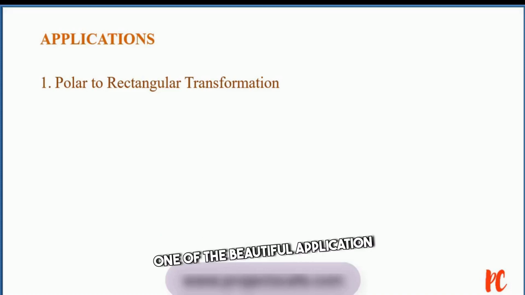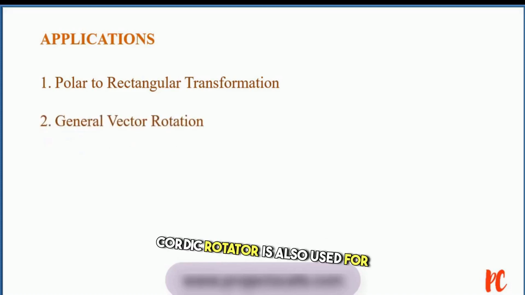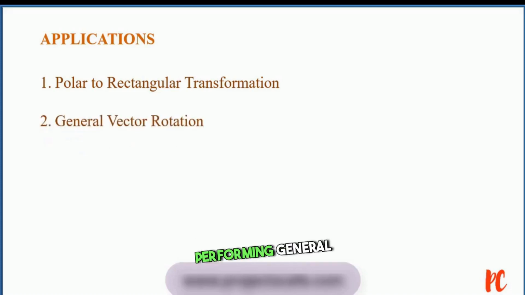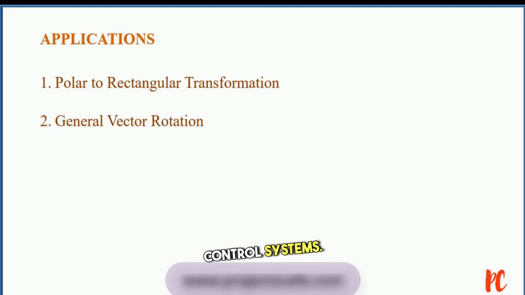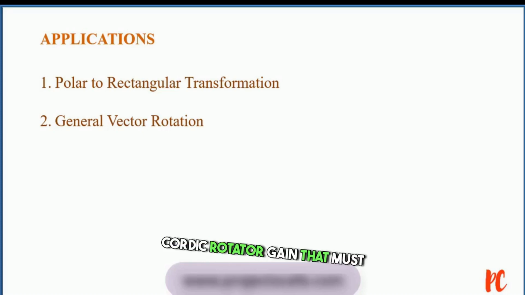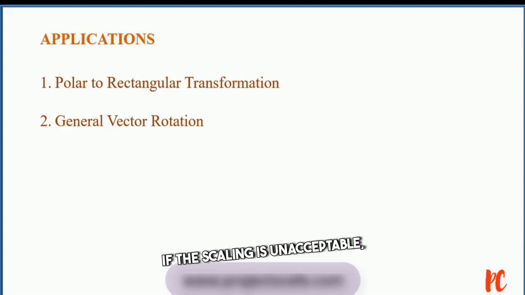One of the beautiful applications is general vector rotation. In this, the rotational mode of the CORDIC rotator is also used for performing general vector rotations, as are often encountered in motion correction or control systems. The rotator rotates the vector to the desired angle. The output will be scaled by the CORDIC rotator gain, which must be accounted for in the system. If the scaling is unacceptable, a pair of constant multipliers would be required to compensate the gain.